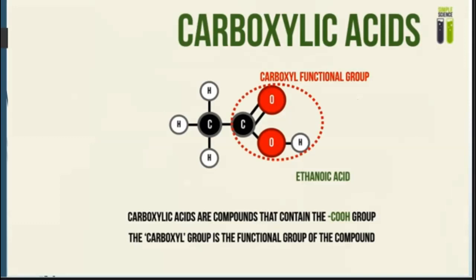This functional group of the carboxylic acids is known as the carboxyl functional group, and it is responsible for the reactions and the properties of the carboxylic acid. This carboxyl functional group is the COOH group that I've highlighted here. It consists of two oxygen atoms and a hydrogen atom, and all of them are bonded to a carbon atom. The two oxygen atoms are bonded differently, in that one oxygen atom is double bonded to the carbon atom, and the other oxygen atom is bonded via an OH group to that same carbon atom.